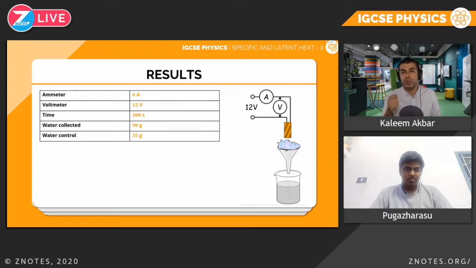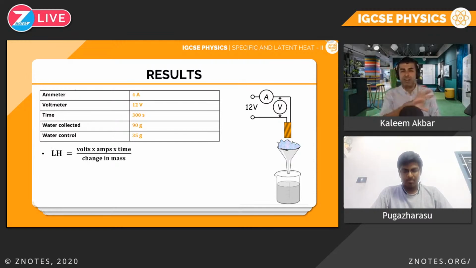Why do I need that? Because I can tell you how much energy my heater gave the ice. I can't tell you how much energy the room gave the ice. Hope that makes sense. So now I'm going to stick in latent heat equals energy divided by mass.